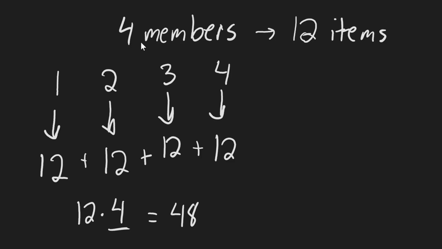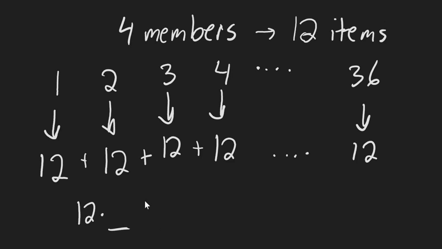then this would be 12 times 5. If 10 members bring 12 items, then this would be 12 times 10. Or if 36 members bring 12 items, well, then the calculation is 12 times 36. 12 times 36 will give us the total number of items at this auction.